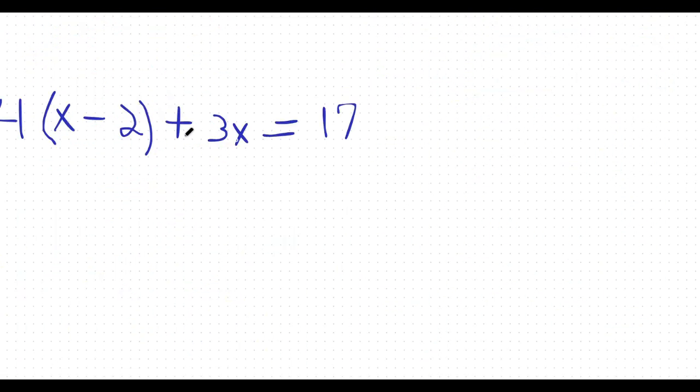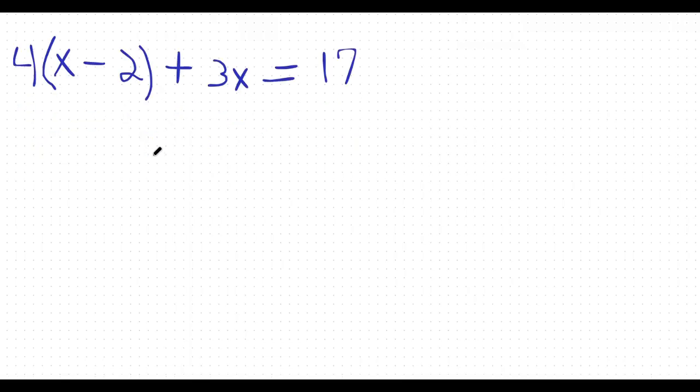All right. We're going to do one more. We have 4 times, in parentheses, x minus 2 plus 3x equals 17. So now we'll have to use the distributive property and simplification where we combine like terms. So pause the video if you'd like to.